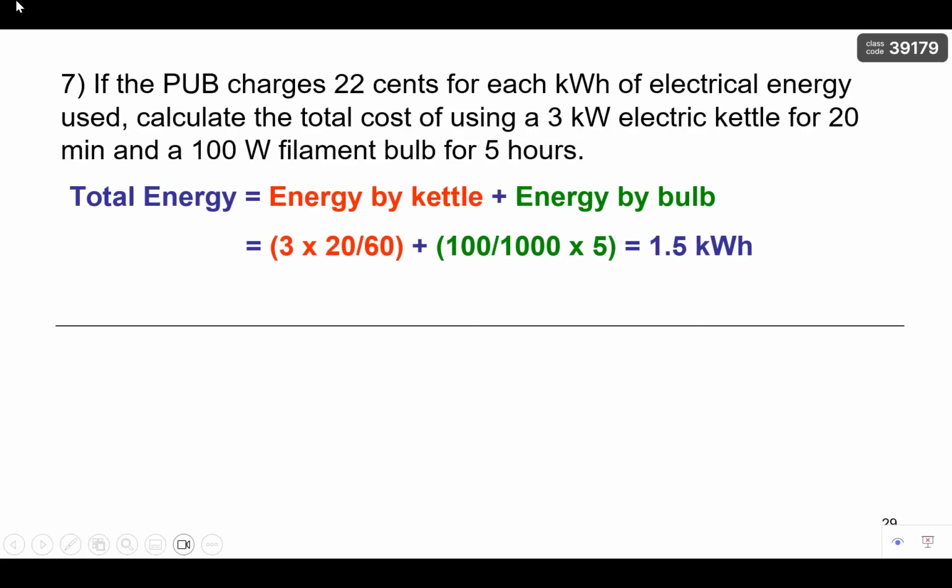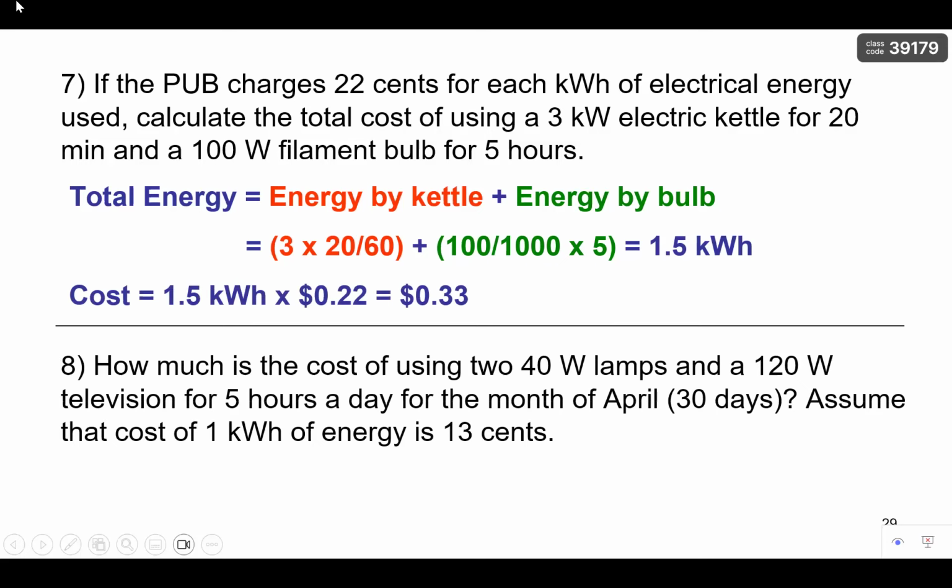So the total amount of energy used will be energy used by kettle plus energy used by light bulb. Energy used by kettle will be 3 kilowatts times 20 minutes. I need to change the minutes to hours, so 20 over 60. Plus energy used by the light bulb, which is 100 watts, so it's 0.1 kilowatt, or 100 divided by 1000 to convert it to kilowatts, times 5 hours. So the total amount of energy used by both appliances will be 1.5 kilowatt hours. And since PUB charges 22 cents for each kilowatt hour, my total cost will be 1.5 kilowatt hours times 22 cents. I get 33 cents for using these two appliances.